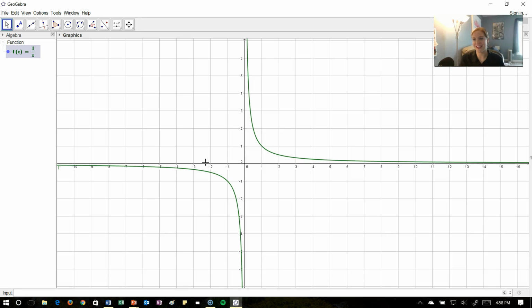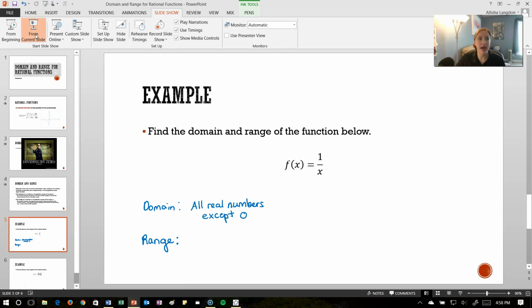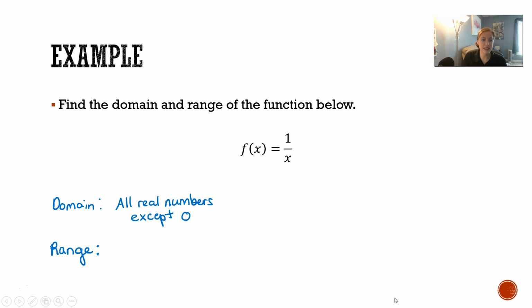We'll actually talk about that in the next video. But you can notice there that the value that's not possible is 0 for y. There's no way to get that y value. So we're going to go ahead and just repeat that statement of all real numbers, except 0 for y as well.